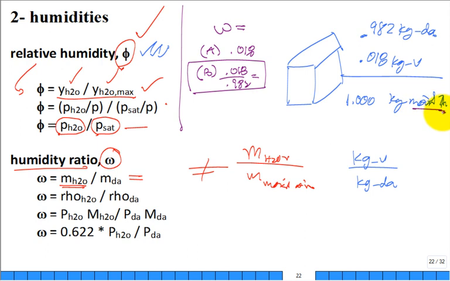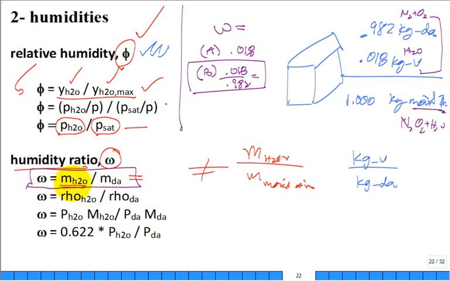Of moist air. So this is dry air. So the dry air is just the nitrogen and the oxygen. This is just the H2O. This would be the kilograms of nitrogen, oxygen, and H2O. That's what we mean by moist air, everything. All right. Now, the humidity ratio, this is the definition.